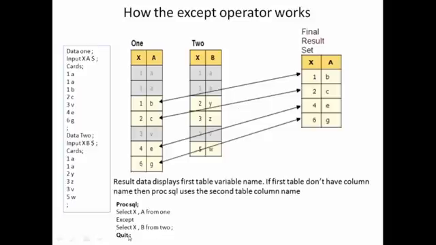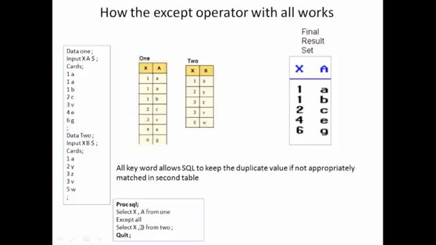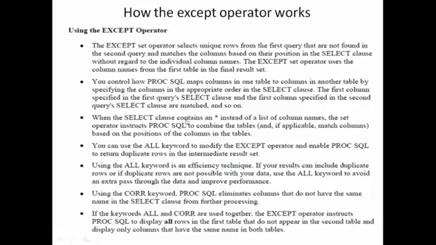So that is what is explained here. Except will not give you 1A, because the 1A values are unified and then compared with both tables. The second is the ALL option. When we add ALL, we get the additional 1A. Clear? And this is how the except operator works.